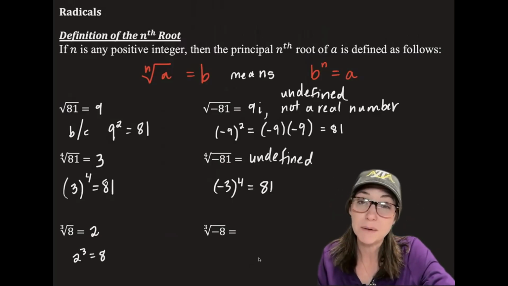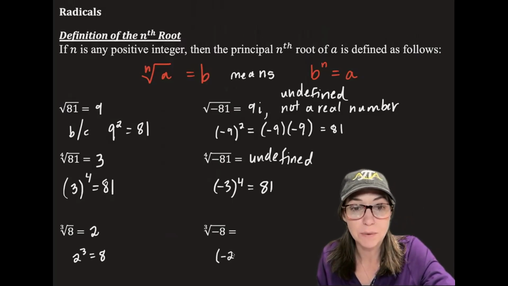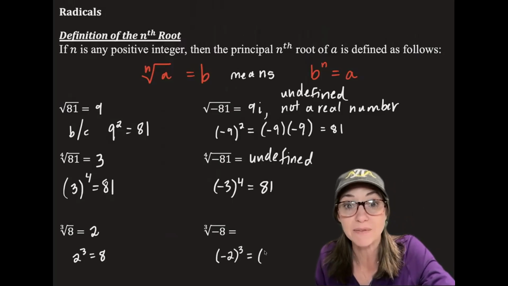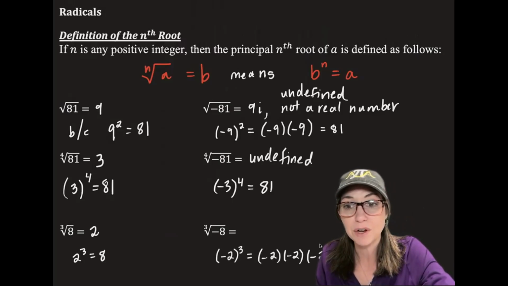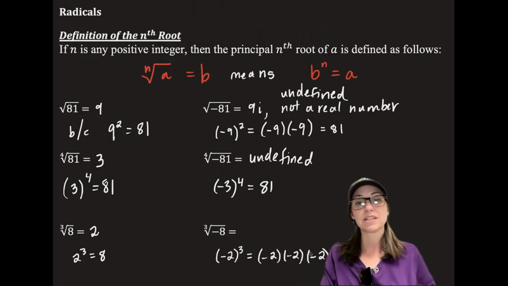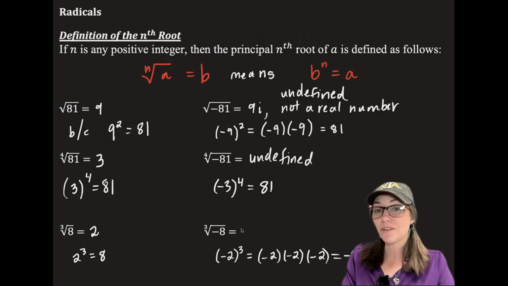Okay, well, what number times itself 3 times is negative 8? So let's try negative 2 and see what happens. So negative 2 cubed, what does that mean, right? That means negative 2 times negative 2 times negative 2, right? And any number times itself 3 times, a negative times itself 3 times is a negative. The first two multiply to a positive, so that's positive 4 times negative 2, which is negative 8, right? So the cubed root of a negative actually is defined.